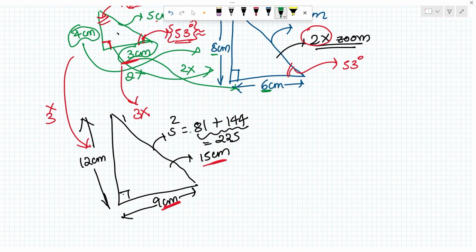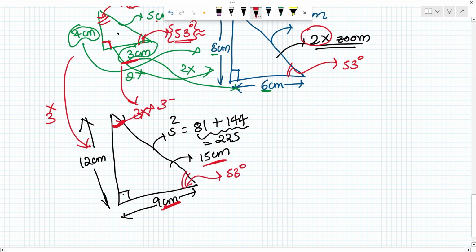What is special is that if I now measure this angle, it turns out that this is also again 53 degrees. And this is also again 37 degrees.